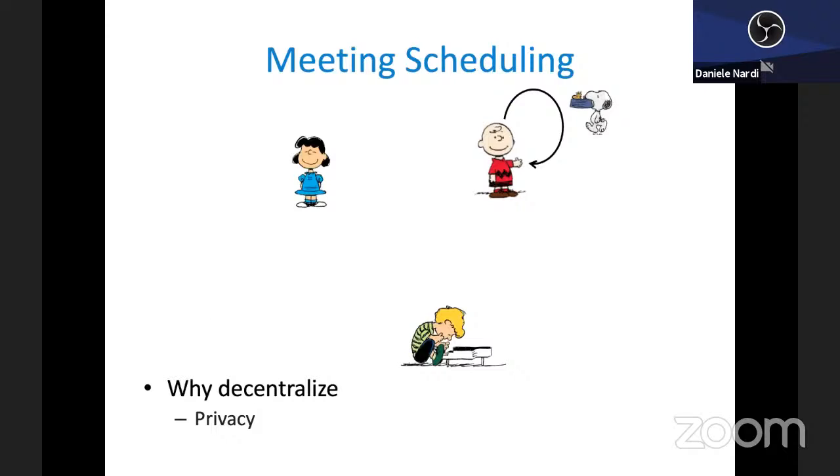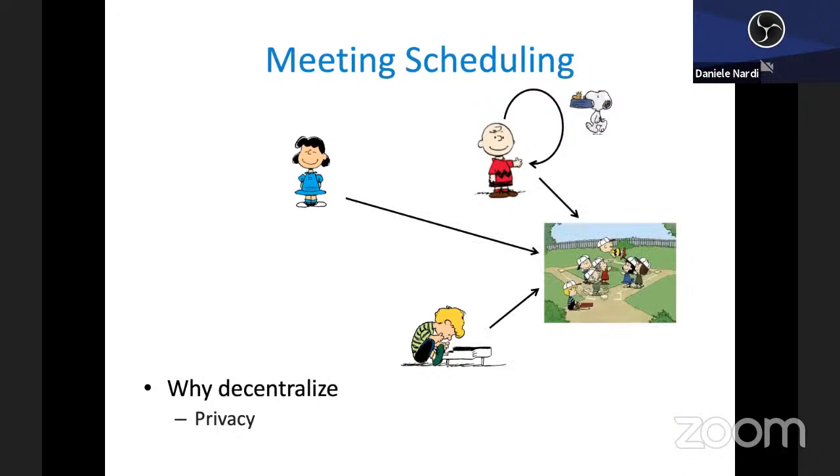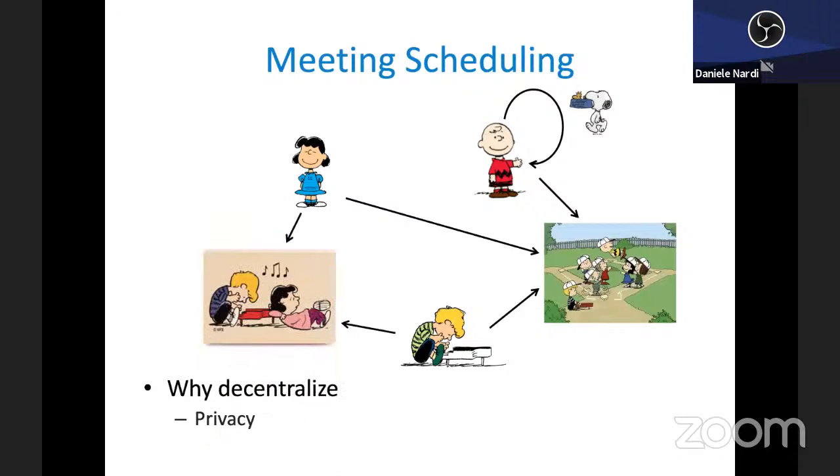Let's look at the other example, the meeting scheduling. Here are our characters, and here are the constraints. They want to play basketball, and Charlie Brown needs to feed Snoopy. And at the same time, Schroeder and Lucy have to be together at the piano session. And why this, see on the slide, why decentralized? Why is it so important to have a decentralized approach in this case?